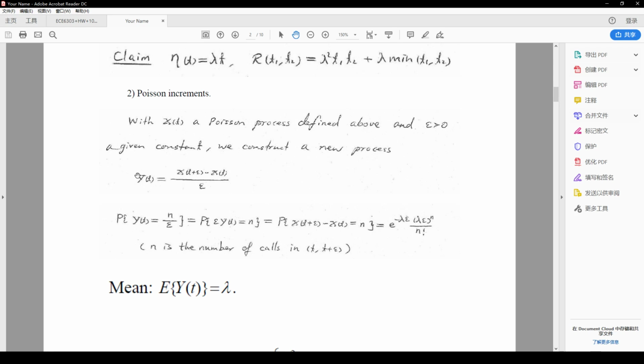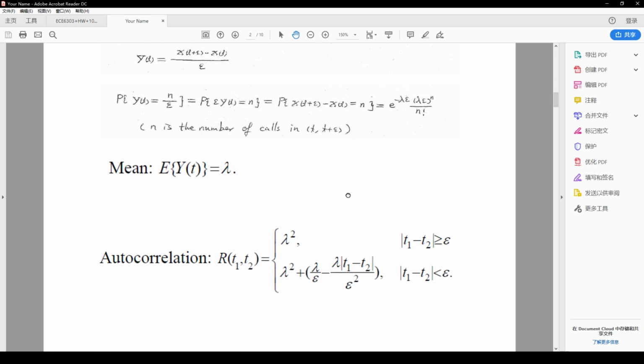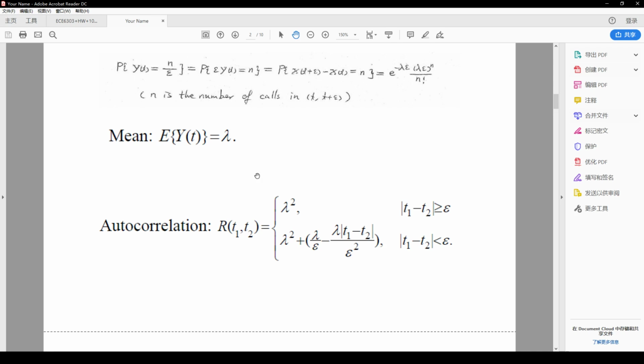From this we can know that Y is the increment of the basic Poisson process. And in this part, because the t will be cancelled, the mean value of the Poisson increment is just lambda. It's not related to time. And also we got the mean value and the autocorrelation formula. And from the autocorrelation, we can see that this part will be a triangle with area lambda, and it is independent of epsilon.